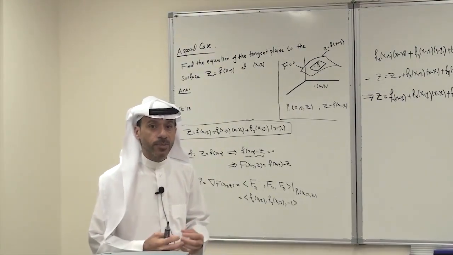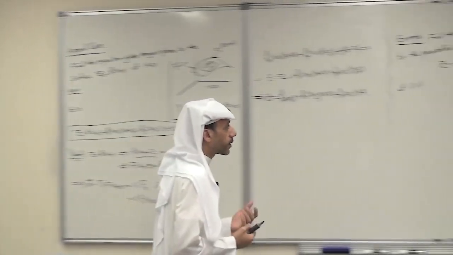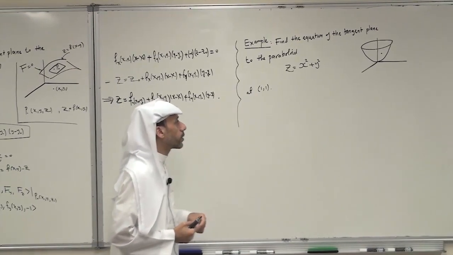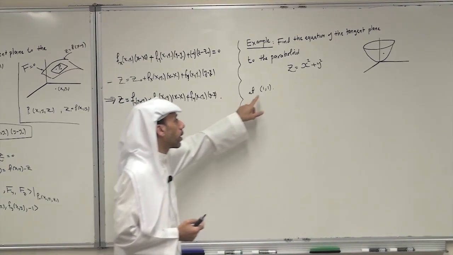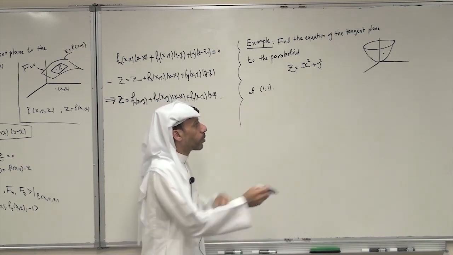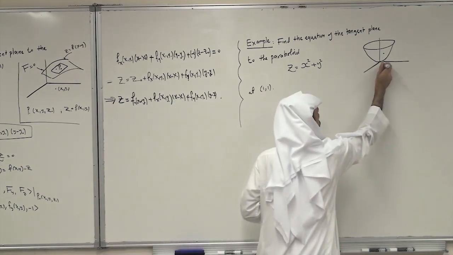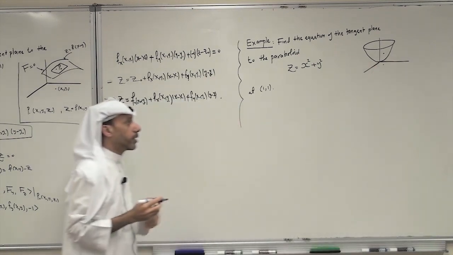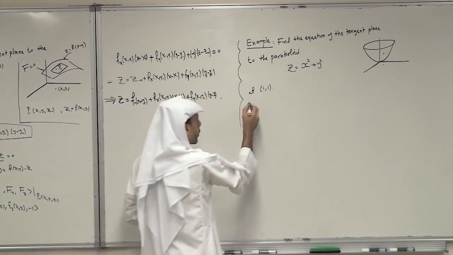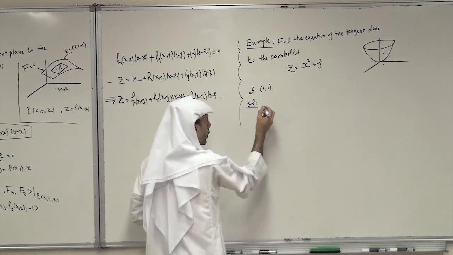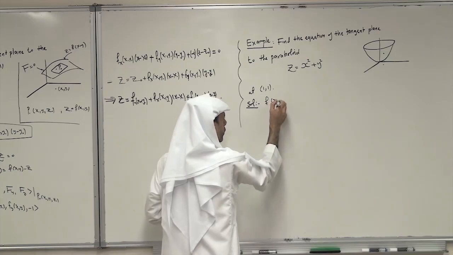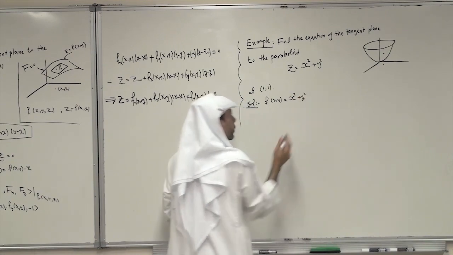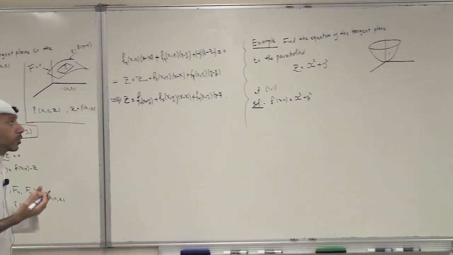Now let's illustrate this special case with one example. Example: find the equation of the tangent plane to the paraboloid z equals x squared plus y squared at the point 1, 1. So you have a paraboloid here, and here in the xy plane I have 1, 1, and this is the corresponding point on the paraboloid. Solution: we have f of x, y is just x squared plus y squared. This is the function of two variables itself.